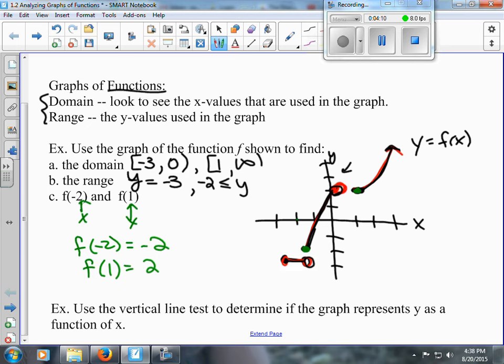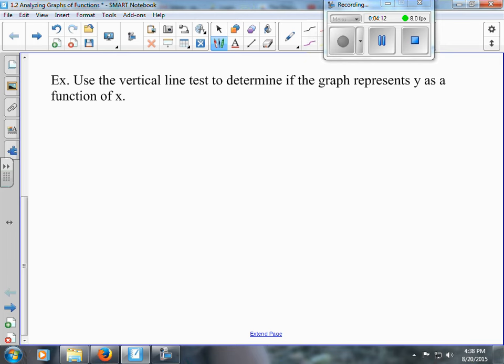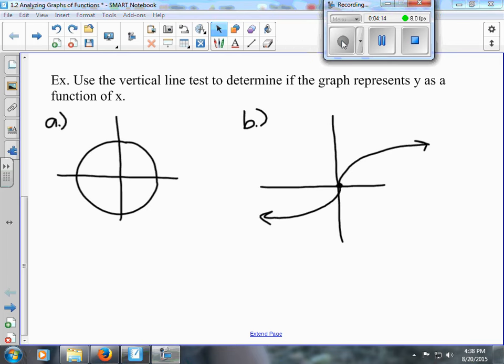Okay, and then our next example here, I believe that this is an example that you are familiar with. This is determining if a graph is a function if it passes the vertical line test. So I'm going to let you do these two questions. I have two questions, A and B, two different graphs. I want you to write yes or no, this graph represents a function.